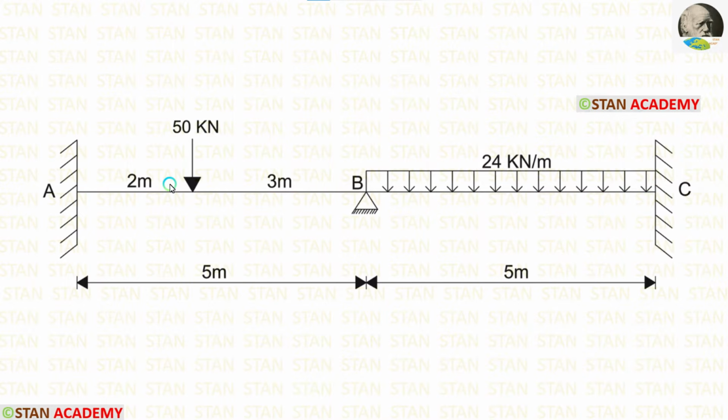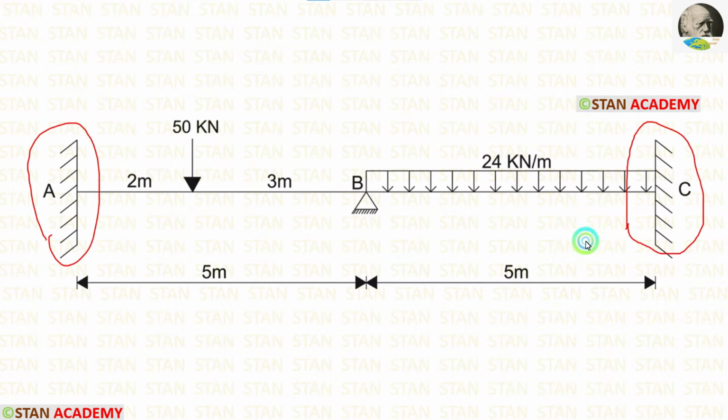In the span AB, there is a point load 50 kN acting at 2 meter from the point A. In the span BC, there is uniformly distributed load 24 kN per meter acting for the full span. In the point A and in the point C, we are having fixed supports. In the point B, there is a hinged support.